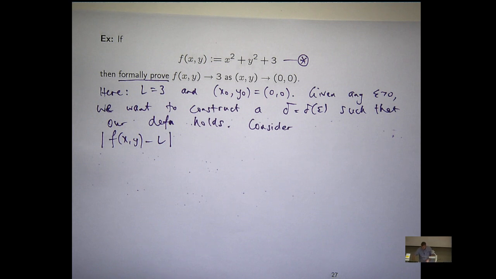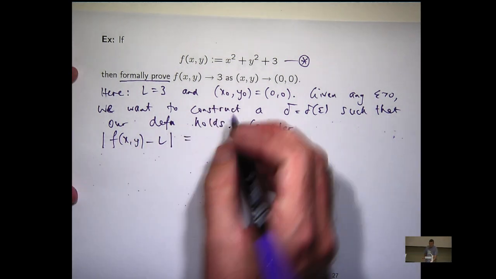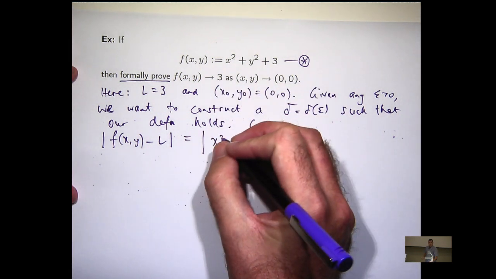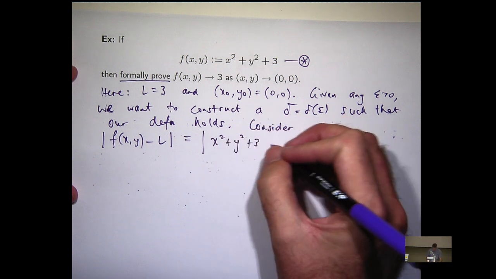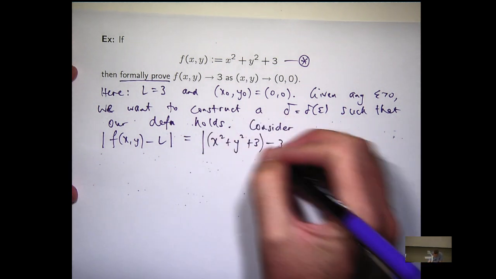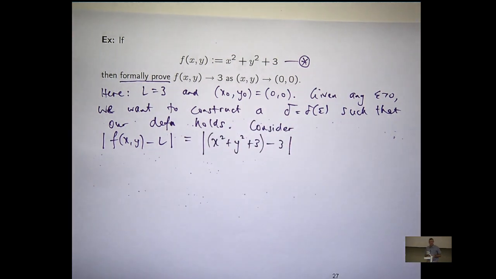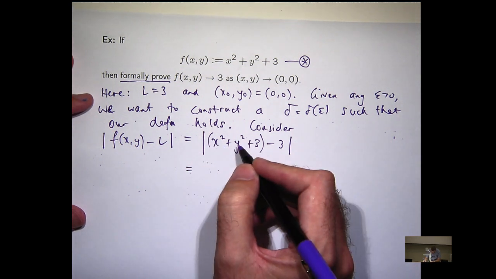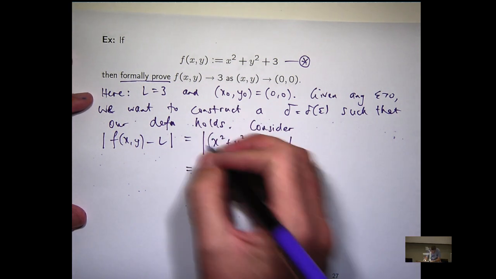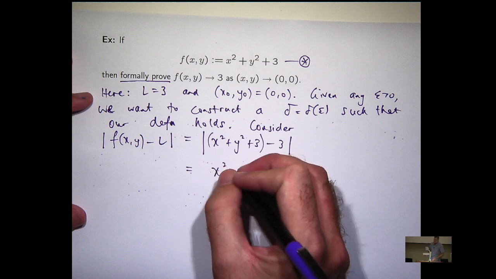So let me show you what I mean for this example. So here the f is this, the L's that. So what I want to do is simplify and maybe form some sort of inequality. So of course I can cancel off the 3's, that's no worries. Now x squared plus y squared is always non-negative, so I can get rid of the absolute value signs as well.